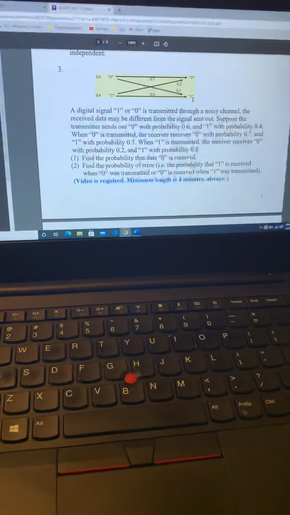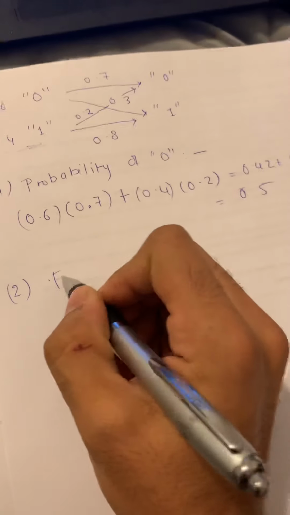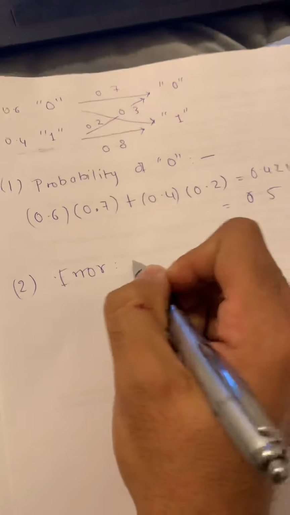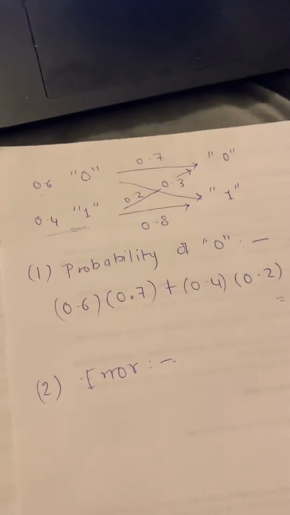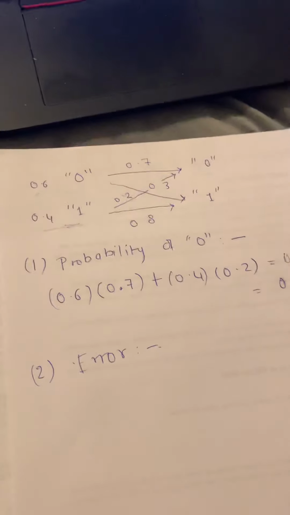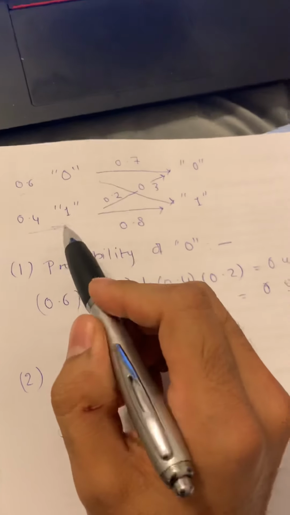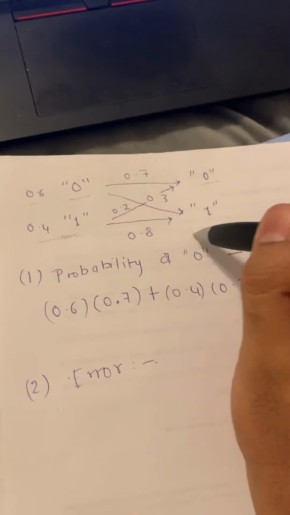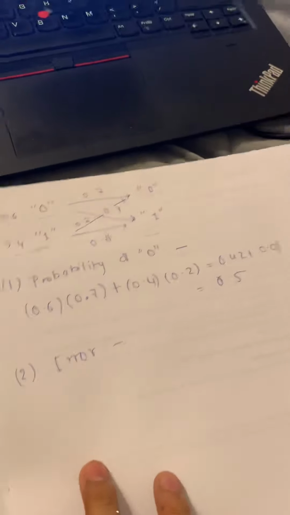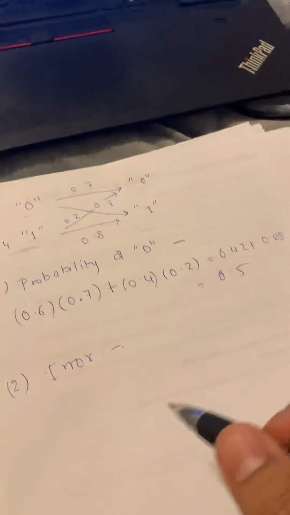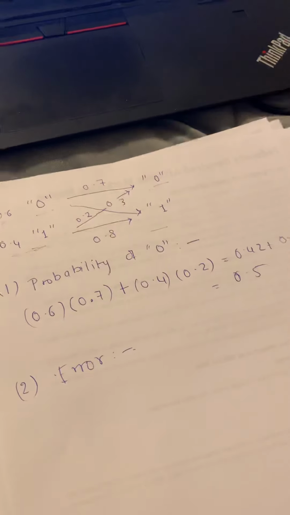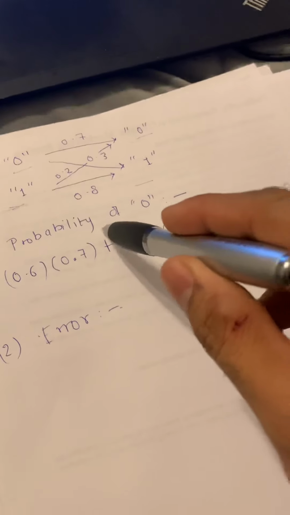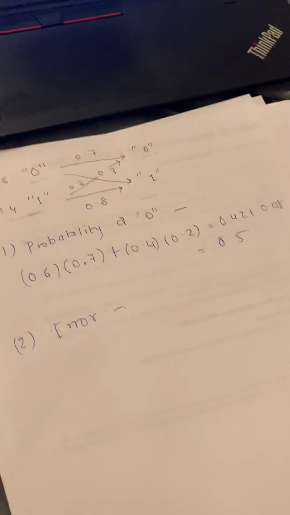Now the second one is the probability of error, so let's do that one. We're going to use the same logic. For the probability of error, when we transmit 1 we receive 0, or when we transmit 0 we receive 1. In both cases it's OR, so we're going to add both the cases, similar logic.